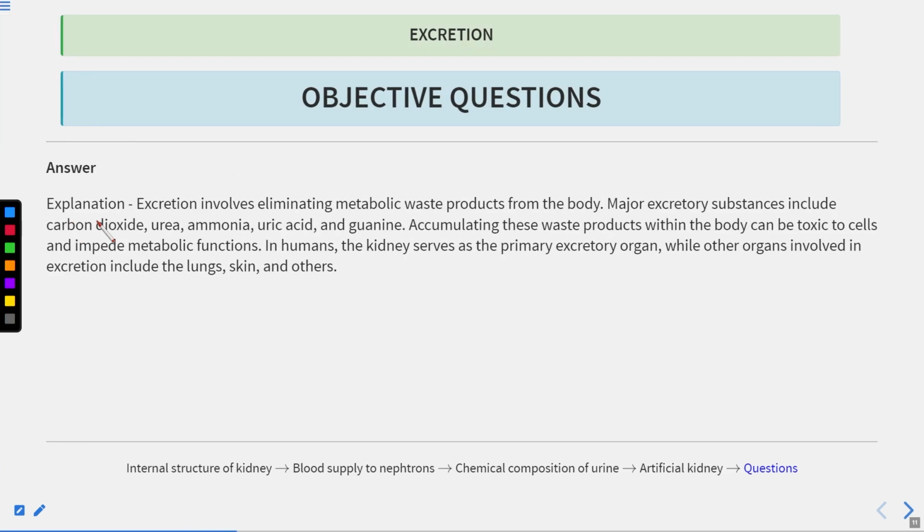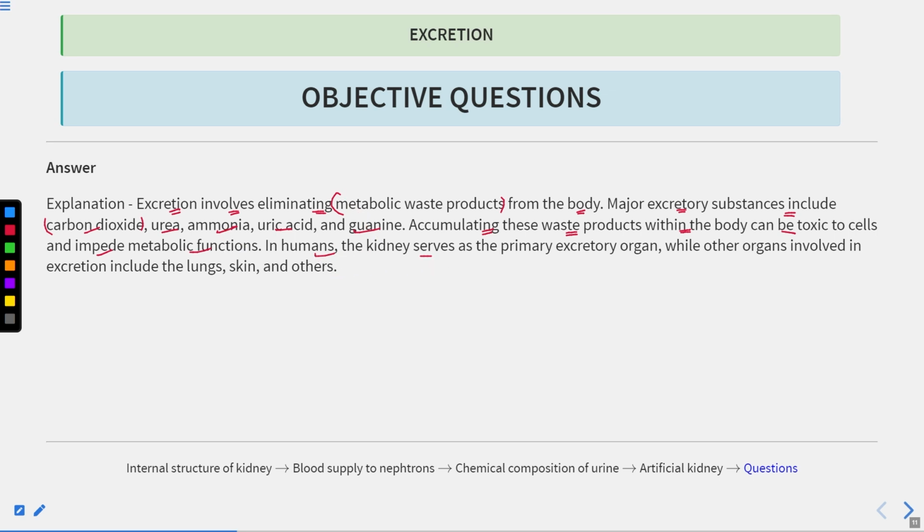Alright, what is the explanation here? Excretion involves eliminating the metabolic waste products from the body. The major excretory substances include carbon dioxide, urea, ammonia, uric acid, and some guanine also. Carbon dioxide, I've already told you, is produced during respiration, and when we exhale, we release the carbon dioxide. Now accumulating these waste products within the body can be toxic to the cells and impede the metabolic functions.